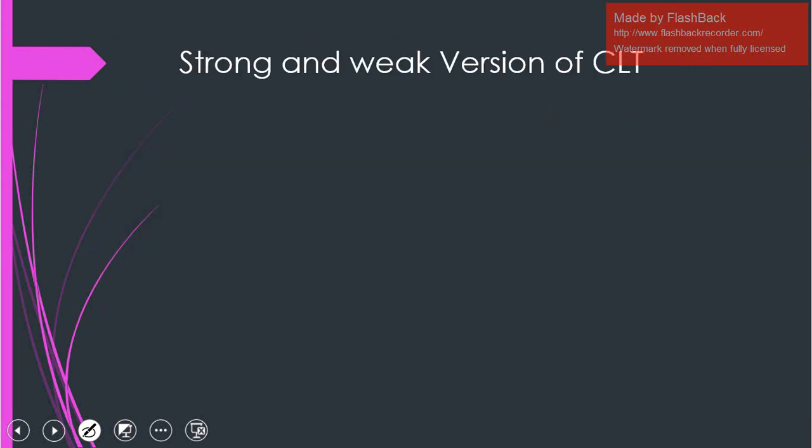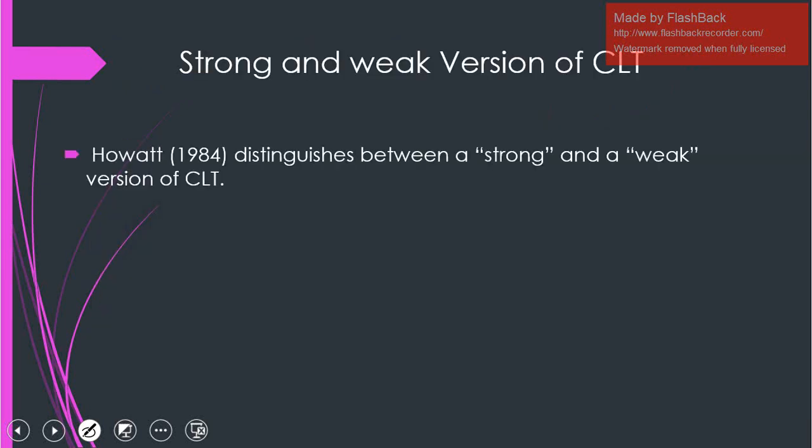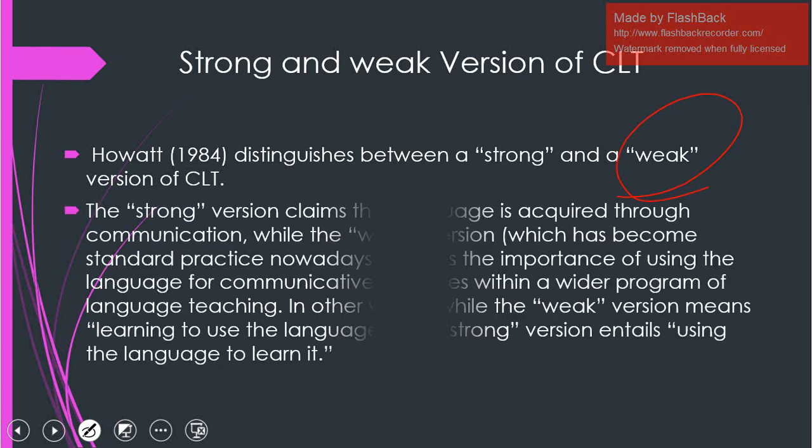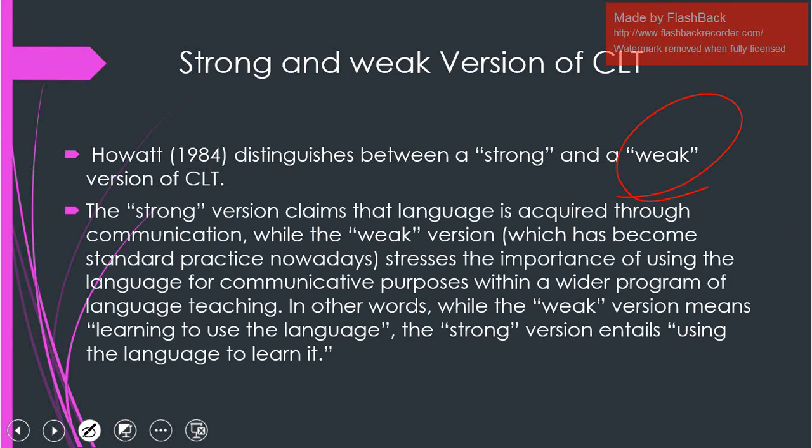Strong and weak versions of communicative language teaching. There are two versions in communicative language teaching, and we distinguish between the strong and the weak version of CLT. Mostly what we use nowadays is the weak version of CLT. The strong version claims that language is acquired through communication, while the weak version, which has become standard practice nowadays, stresses the importance of using the language for communicative purposes within a wider program of language teaching.